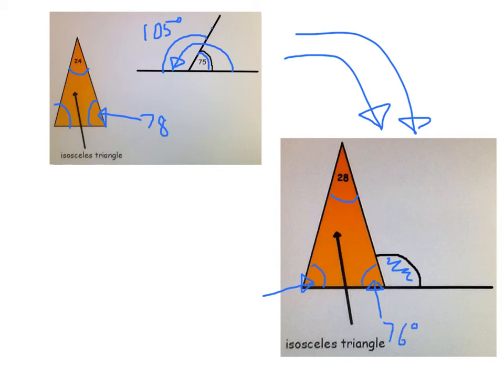Now, if I know that this bit is 76 degrees, I'll be able to work out this bit here by doing 180 degrees, so a half turn, take away that 76 degrees to give me an answer of 104 degrees. And again, I know that this angle must be more than 90, because I can see it's slightly more than 90 as well, which confirms that 104 is a realistic answer.